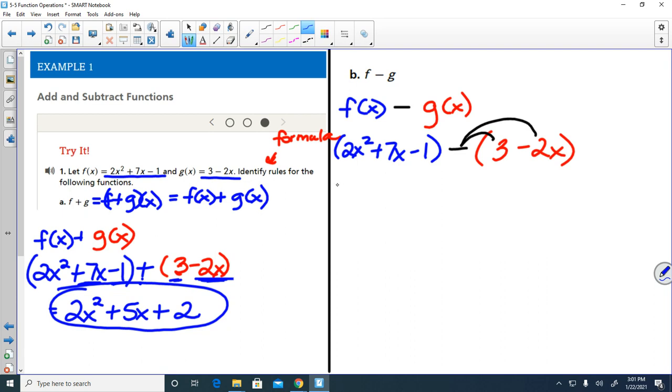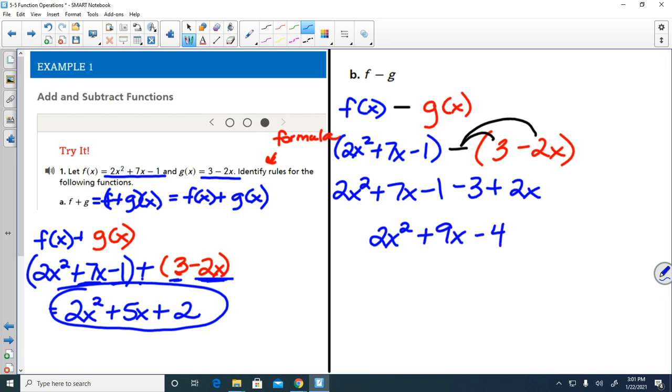So that means I'll have 2x squared plus 7x minus 1 minus 3 plus 2x. Then I'll look for like terms. 2x squared doesn't have any other like terms, so 2x squared. 7x plus 2x is plus 9x, and negative 1 minus 3 is negative 4. So there we go.